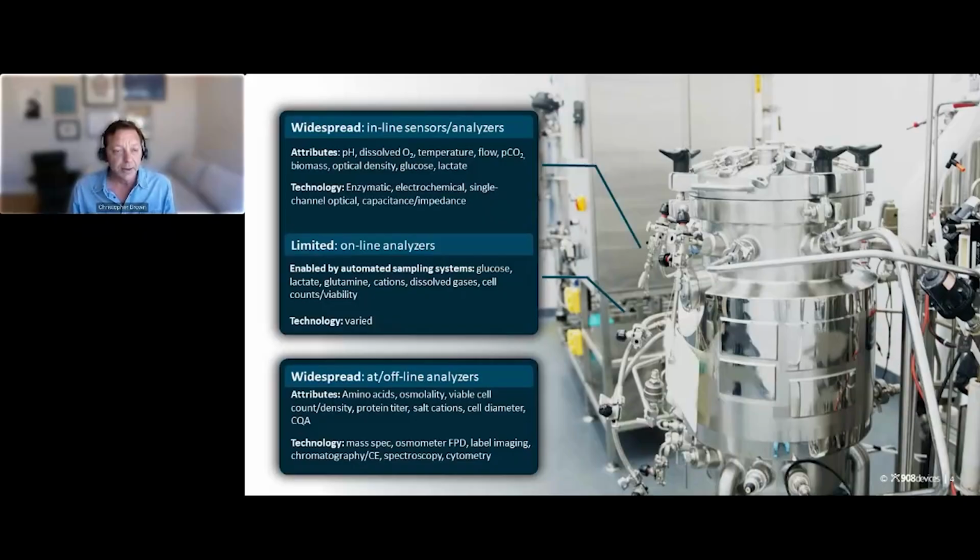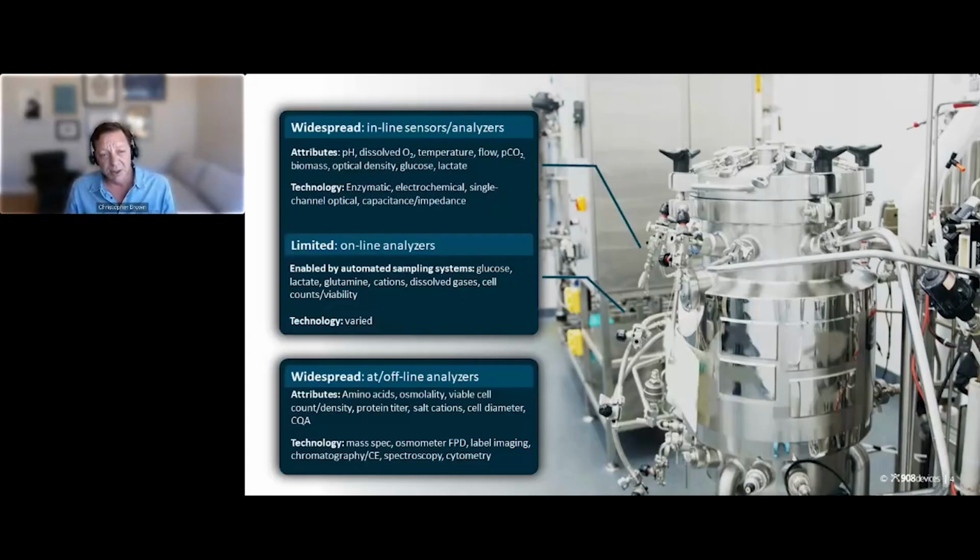noted. There are also limited online analyzers today. Many of them tend to be enabled by automated sampling systems. So they're more sort of traditional offline technologies, but with a sampling system providing sampling. Examples would be glucose, lactate, glutamine, cations, etc., cell counts and viability. And the technologies are quite varied for what can be serviced by automated sampling systems. But those are quite limited. They're quite complicated given the complexity of online sampling systems.